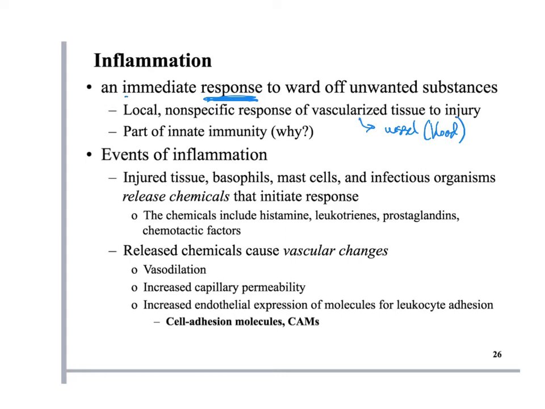This is part of innate immunity. Why is it part of innate immunity? Again, it's non-specific, and it was present from the beginning. So during inflammation, the tissue around vessels is injured in some way, whether it be mechanical injury such as a scrape or a breakage in the skin, or another pathogen injury, such as a viral infection or bacterial infection.